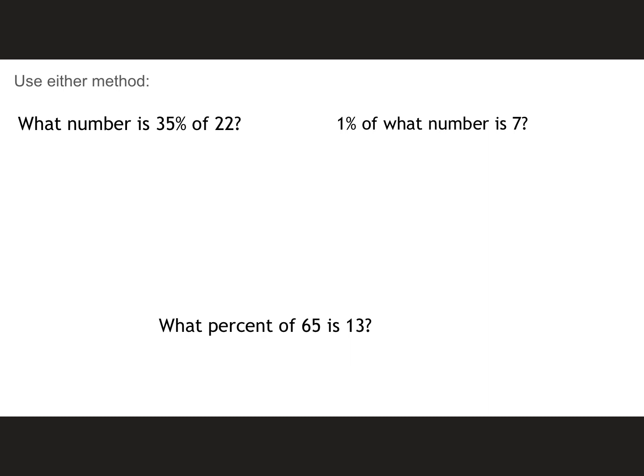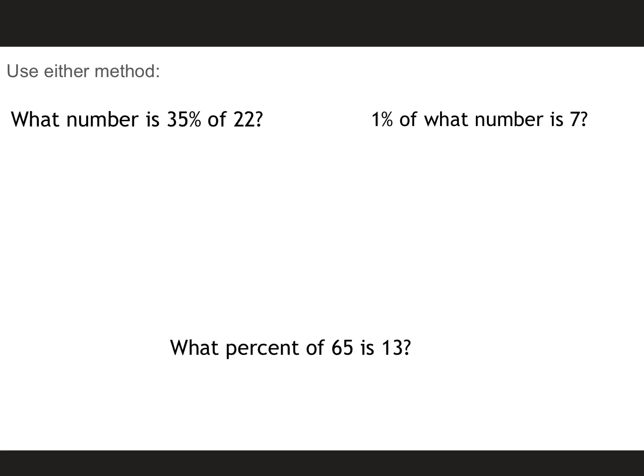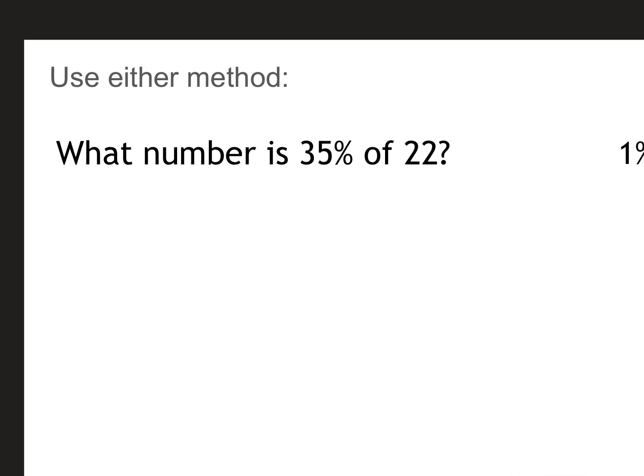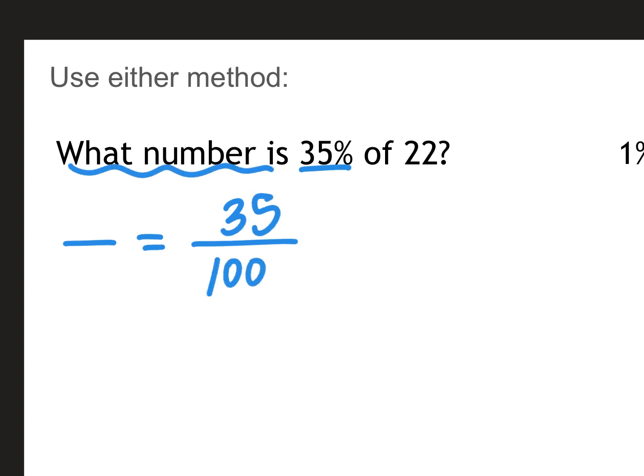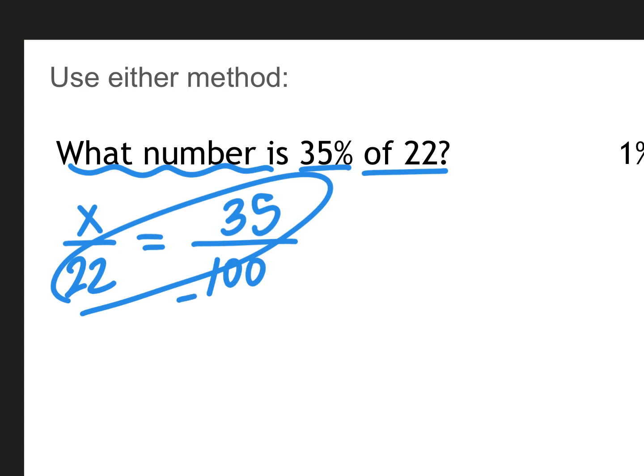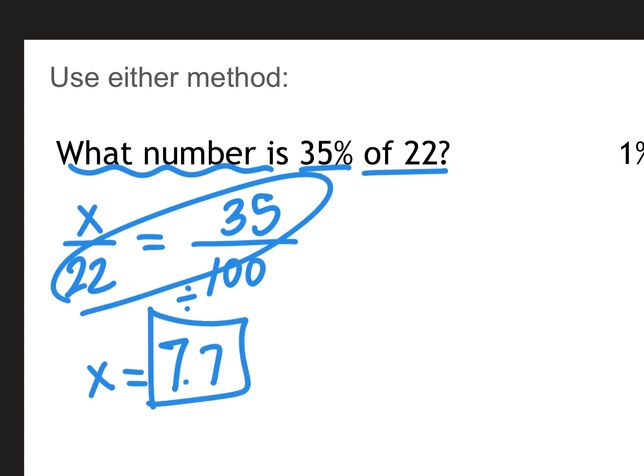Okay, I'm going to kind of alternate between them. So this first one, I'm going to go ahead and use the percent equation. What number is 35% of 22? So the percent automatically goes over the 100. What number is, so that's the part we're trying to look for, of 22. So that goes in our of, and then we are going to cross multiply and divide by 100. And when I do that, I end up with an answer of 7.7 for my is.